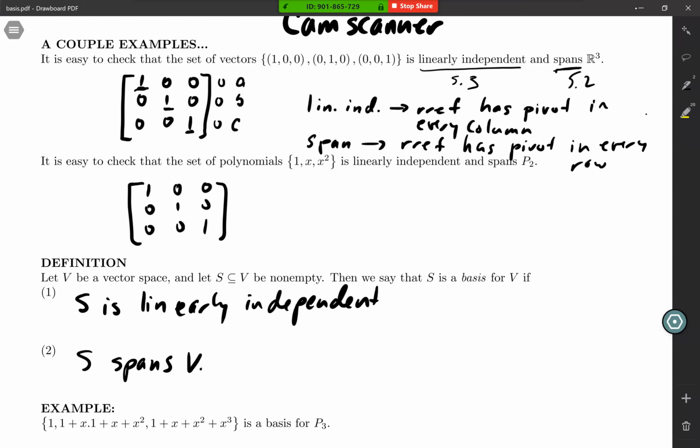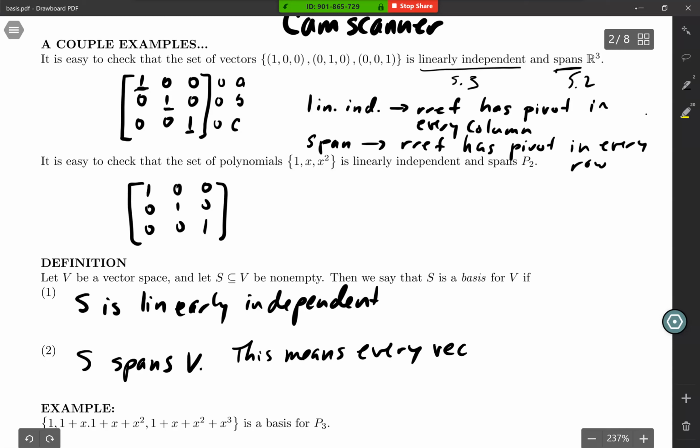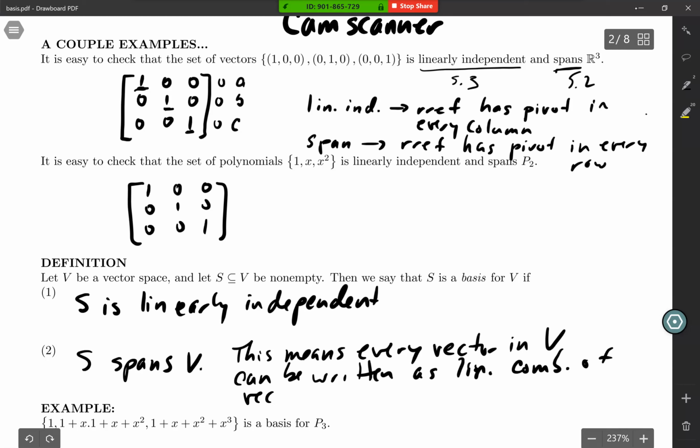Okay. Just to remind ourselves what this statement means. This means every vector in V can be written as a linear combination of vectors from S.